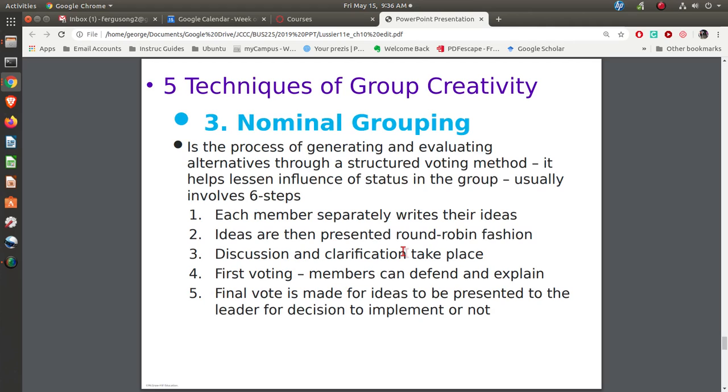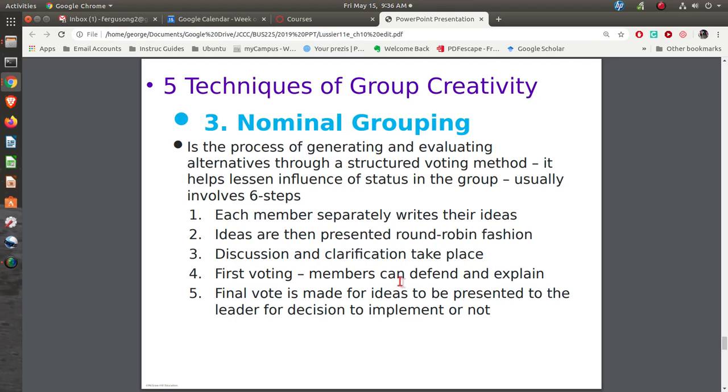Nominal grouping, basically you are a group nominally. What that means is it's a way of getting together ideas and voting and narrowing down some of those. Everybody on their own, you might be around a table, writes down as many ideas as you can. Then each person identifies an idea and throws it out there. Somebody captures that in one place. You get discussion going, and then you start to have a vote.